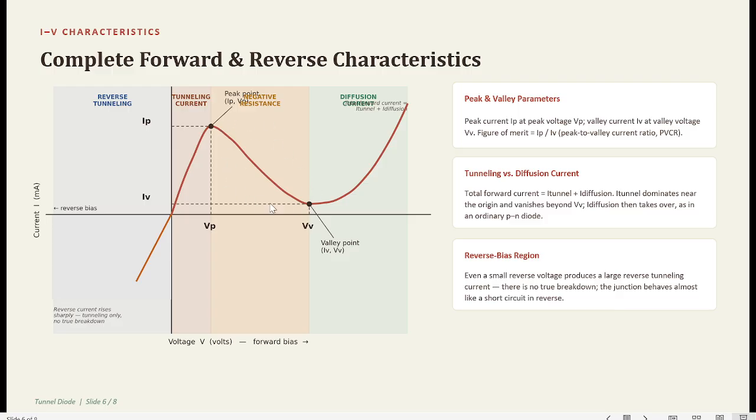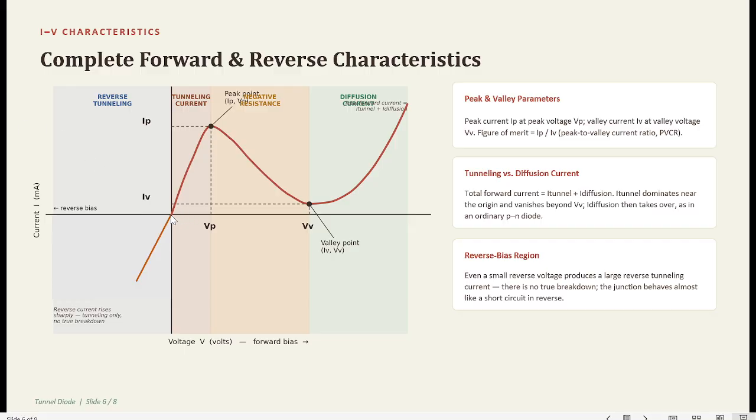So this is an important feature of the characteristics of a tunnel diode, which is utilized in the diode's application as an amplifier or as an oscillator.